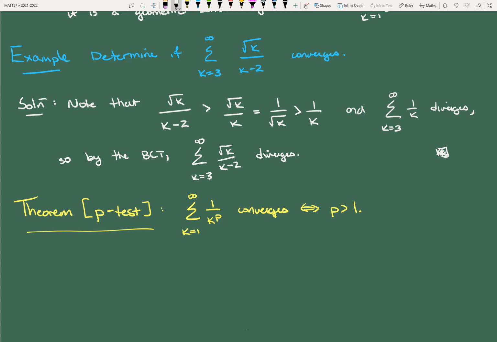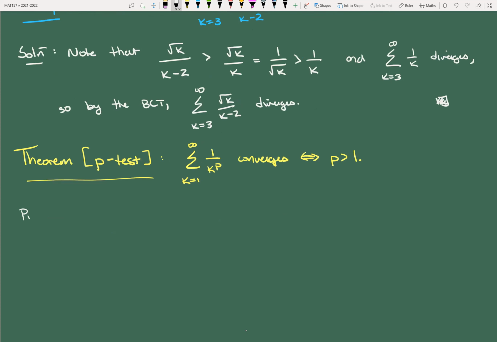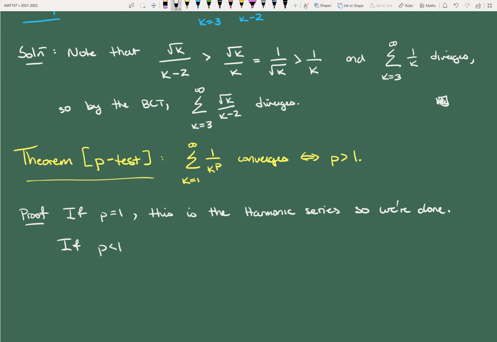Okay. So first of all, let's prove what happens if p is less than or equal to 1. If p equals 1, it's the harmonic series and we're done, right? This is the harmonic series, so we're done. Now let's assume p is less than 1 and show that it diverges. This is actually the easy direction. So let's show this diverges. And we're just going to use the basic comparison test.